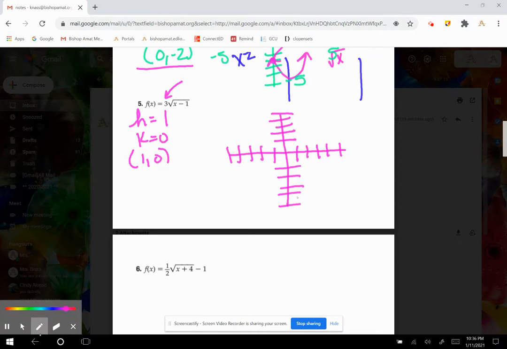Okay, our starting point here is 1, 0. So it's right there. Now, let's go to your calculator. In your calculator, you're going to hit y equals at the top left. If there's anything there, you're going to clear it out. Then go to the first one, y1, and type 3, then hit square root, which is second x squared. And you're going to type x minus 1 in there.